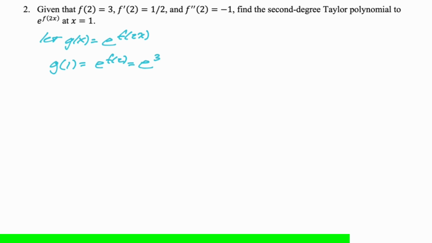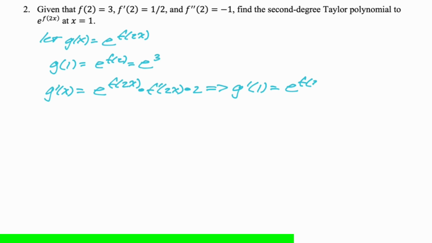Good. G prime we can find by using the chain rule. So g prime is going to be e to the f of 2x times f prime of 2x times 2. And so then we need to plug in. So we're going to get that g prime of 1 is going to be e to the f of 2, f prime of 2 times 2. You can see f prime of 2 is 1/2. So we get e to the third times 1/2 times 2, which is just e to the third again. So then you're like, maybe it's always e to the third.